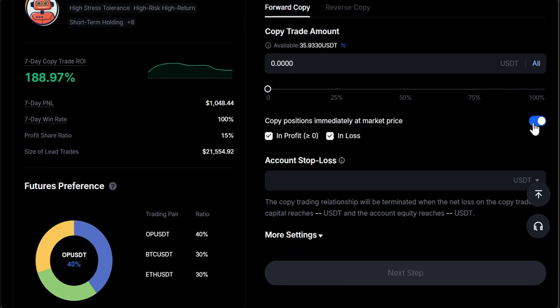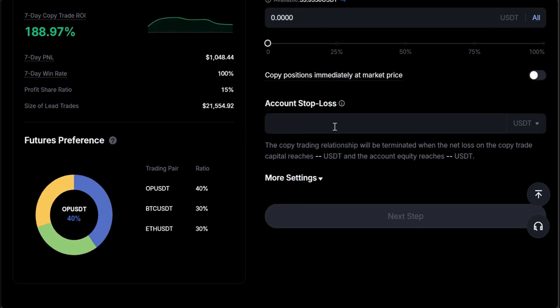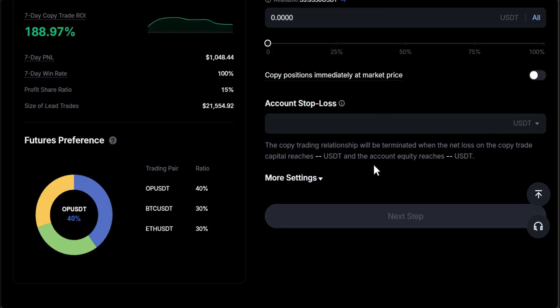Next, you can enable if the position will be copied immediately at market price. If you want to enter as the master trader is entering, you can enable this. Third option is the account stop loss. Enter the amount here. When account equity reaches this level, your copy trading relationship will be terminated. All of your orders will be closed at market price and the remaining assets will be transferred to your spot account. Due to market volatility, the actual account equity at the time of copy trade termination may differ from your set value.